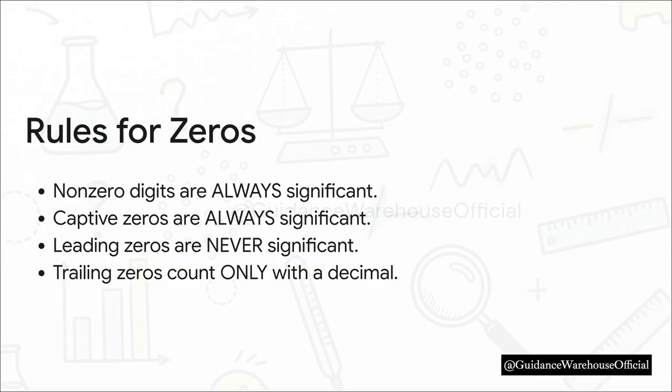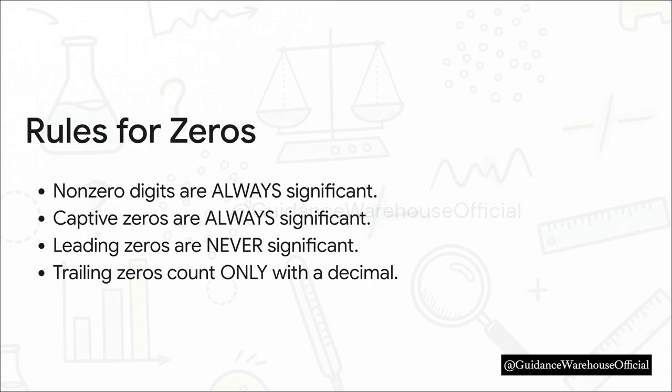Well, here are the golden rules, and I want you to really lock these into your brain. First off, any digit from 1 to 9 is always significant. Simple enough, right? But what about zeros? That's where things get kind of tricky. Captive zeros, meaning zeros trapped right between non-zero digits, are always significant. Leading zeros, the ones sitting at the very beginning of a decimal, are never significant.